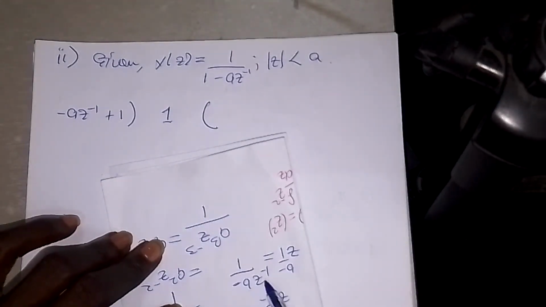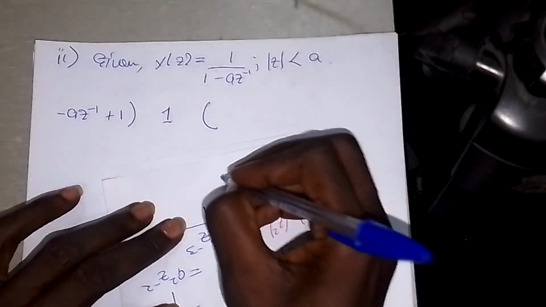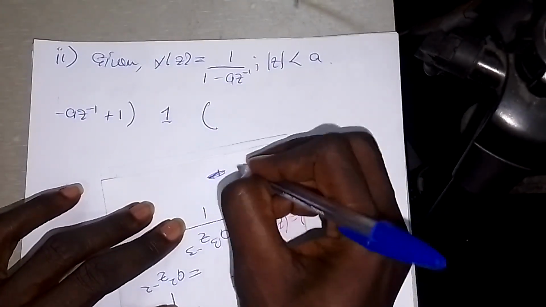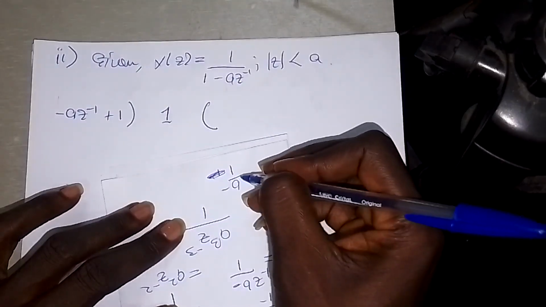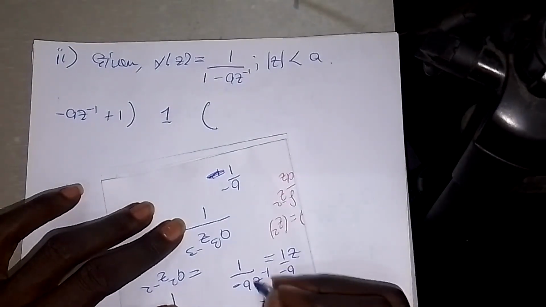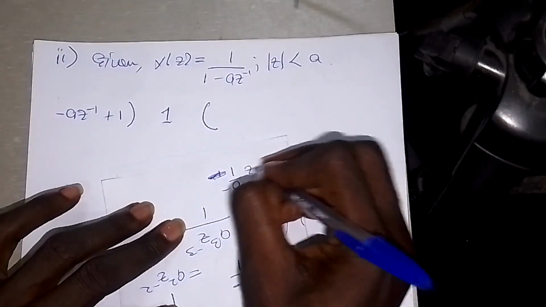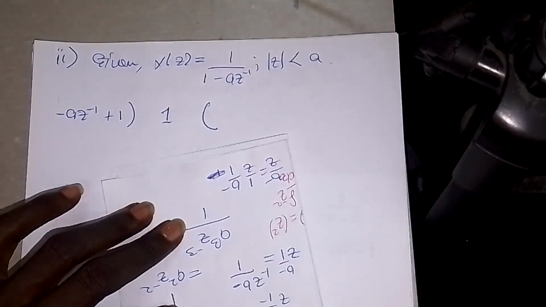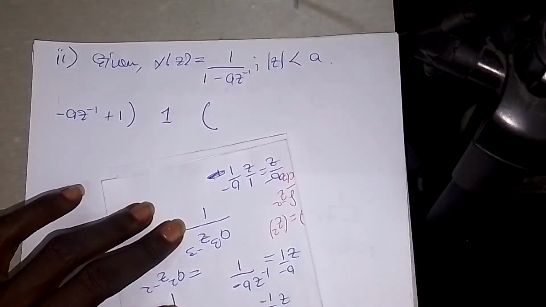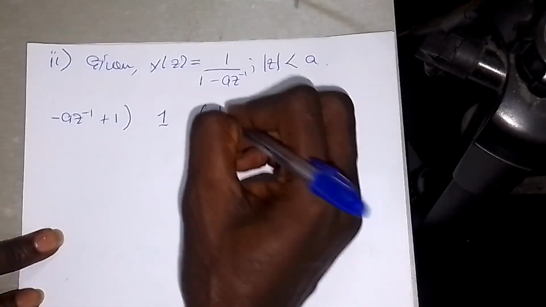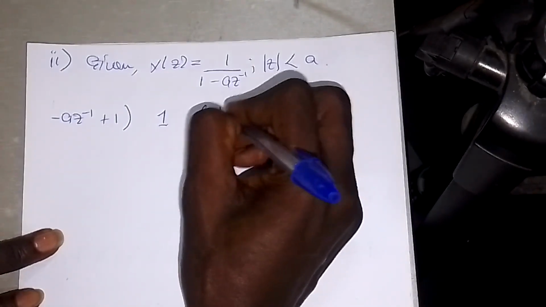Because actually it is 1 over minus a, into, here you have 1 over z. 1 over z is z over 1. So it will give you z over minus a. This is what you're going to get. So that means here I'm going to get 1 over a, which is minus, and then the z will come here.